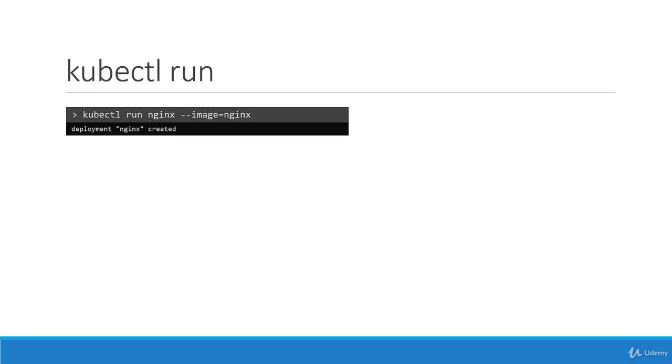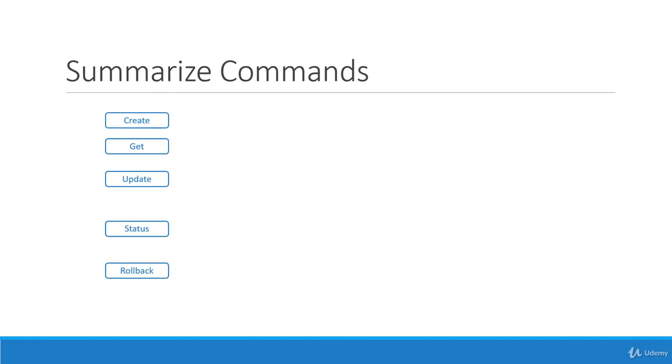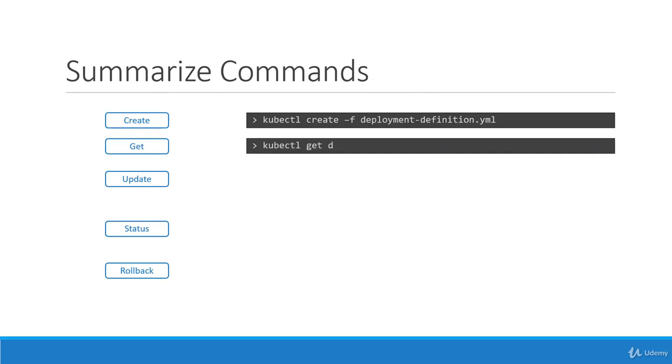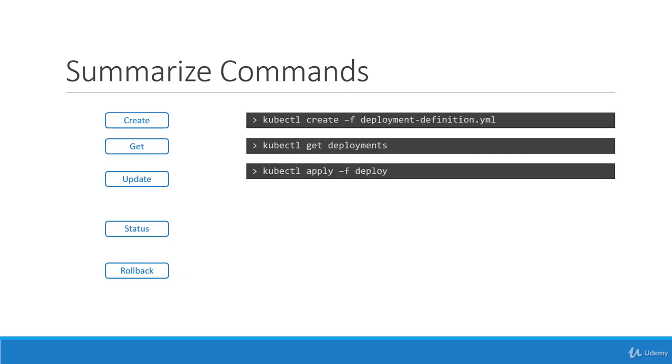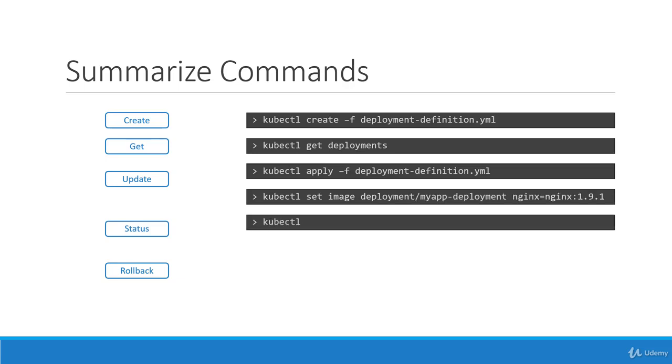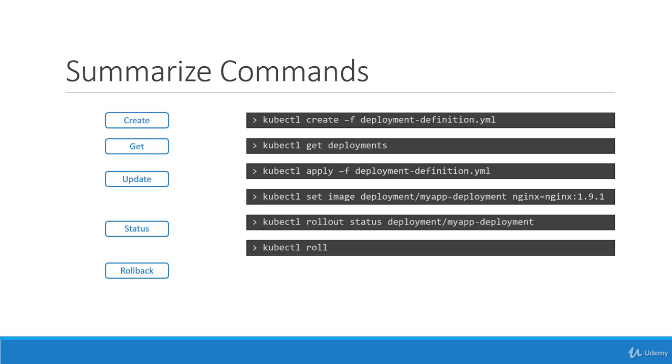Using a definition file is recommended though, as you can save the file, check it into the code repository, and modify it later as required. To summarize the commands real quick, use the kubectl create command to create the deployment, get deployments command to list the deployments, apply and set image commands to update the deployments, rollout status command to see the status of rollouts, and rollout undo command to roll back a deployment operation.